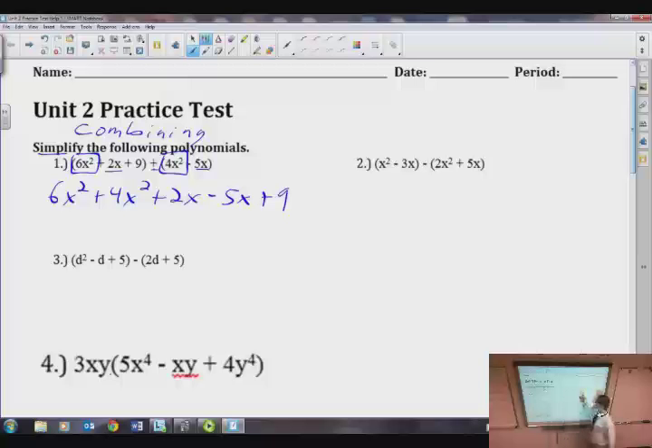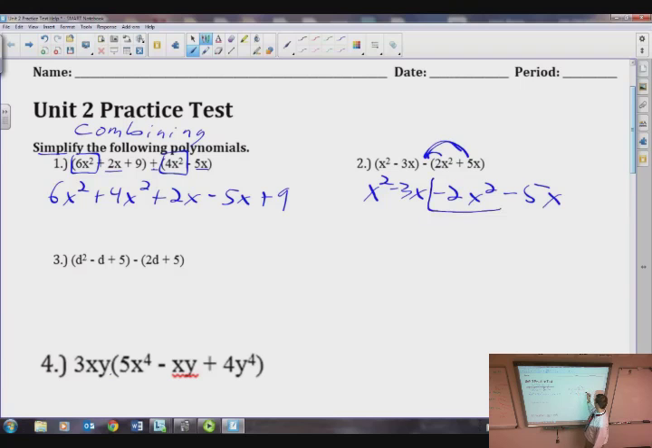Over here, when you get to number 2, you're actually going to have to set it up differently. You have to distribute that negative through first before you combine like terms. So negative times negative 2x squared is a negative 2x squared. And the negative times 5x is a negative 5x. And now, again, you can go ahead and combine like terms. I'm getting ahead of myself there on number 2.